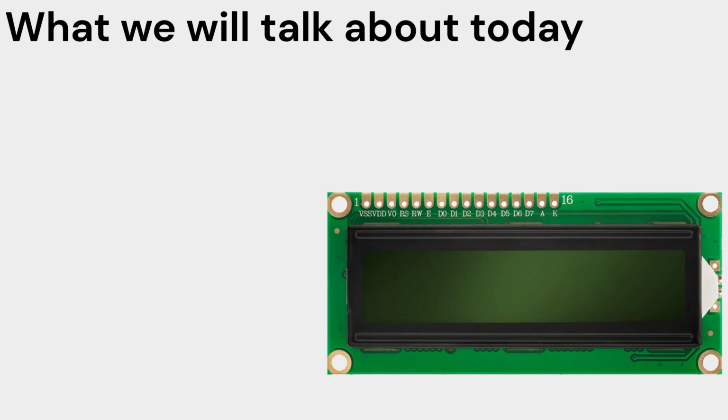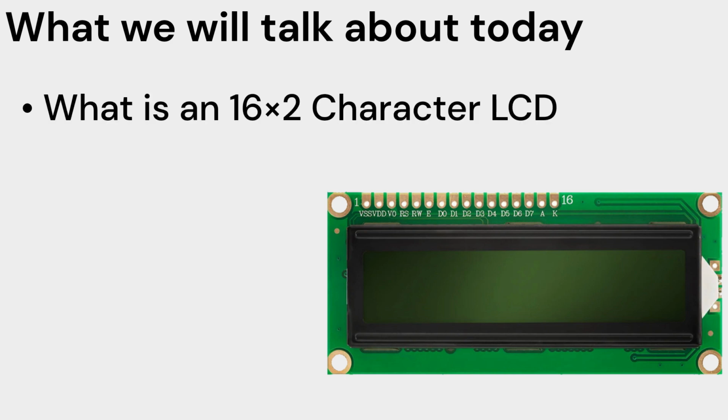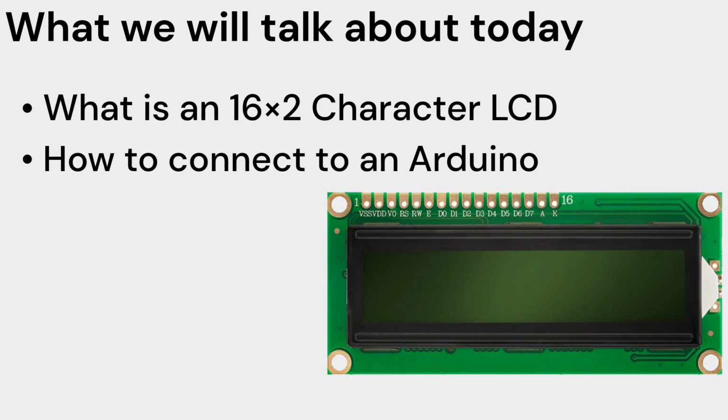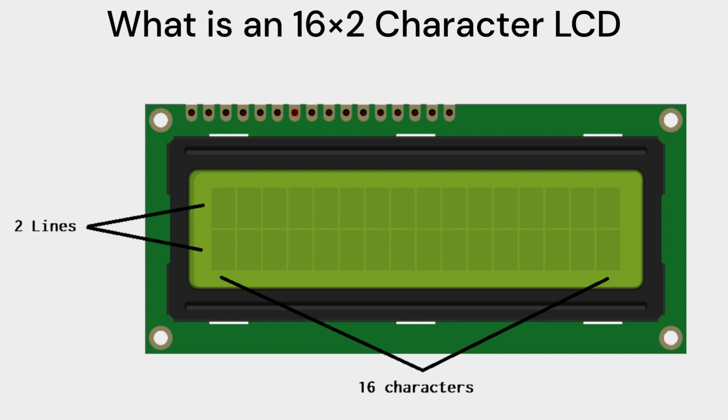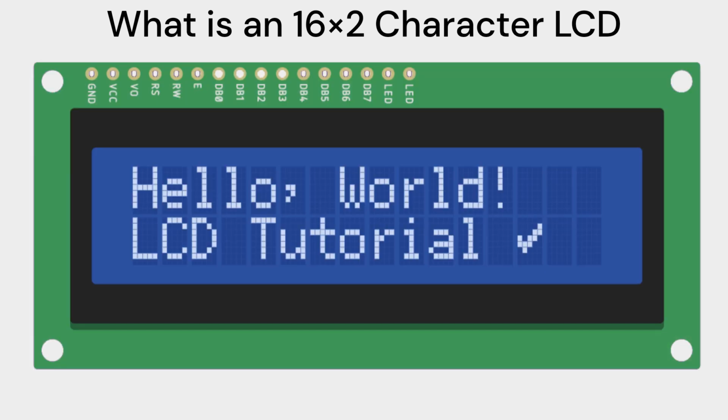Hello, and welcome. Today we will be talking about what is a 16x2 character LCD, how to connect one to an Arduino board, and explain the code for a simple LCD. The 16x2 character LCD module consists of a liquid crystal display with 2 rows and 16 columns. A 16x2 character LCD is a display module that shows text and basic graphics.